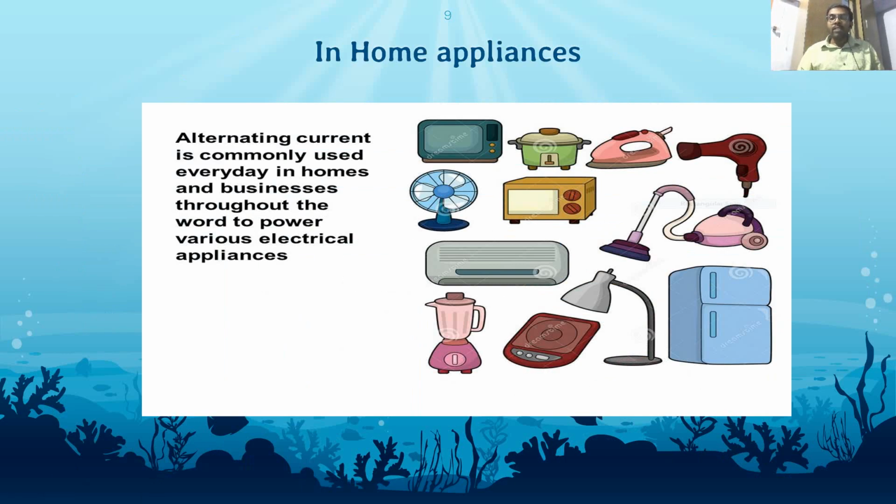And in most of our home appliances, AC supply is used. Alternating current is mainly used in iron boxes, hair dryers, fans, air conditioners, lamps, refrigerators, mixer grinders and many other places. Electrical fans, wall fans, and many home-based appliances use AC supply.